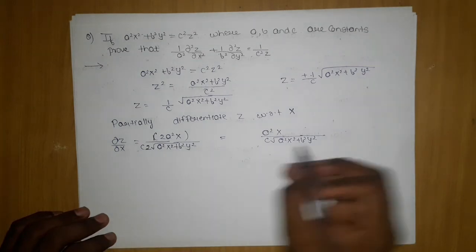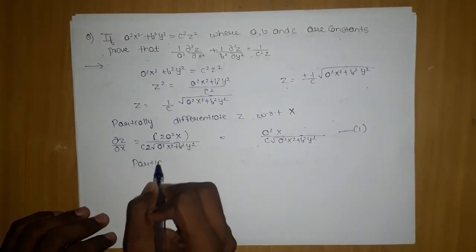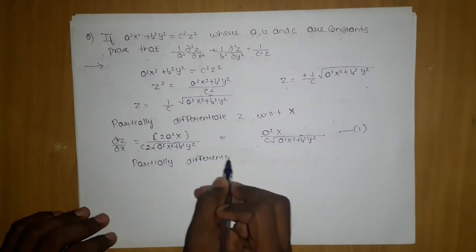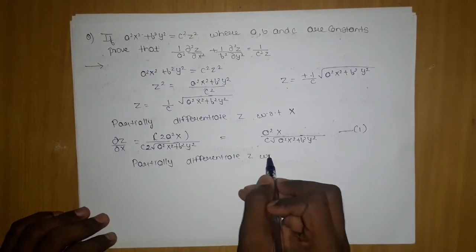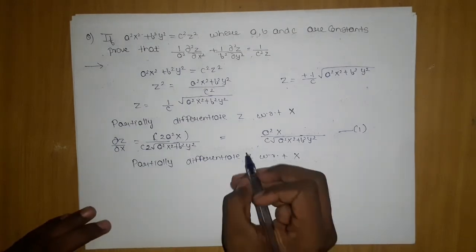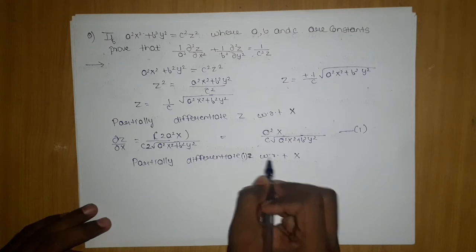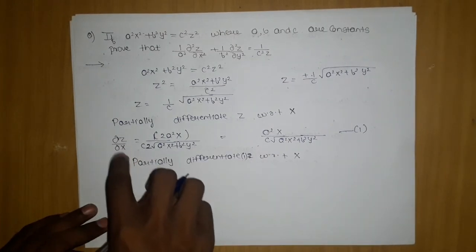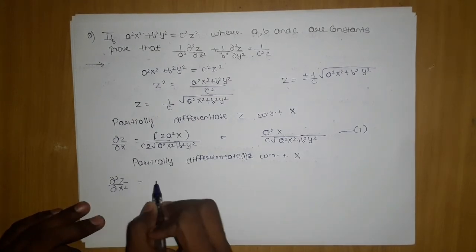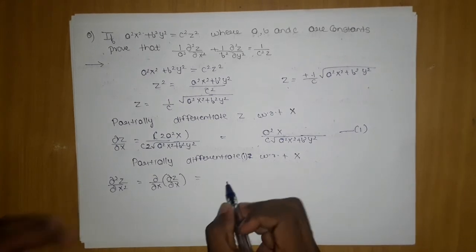Now what we are going to do? This I will call as 1. I will differentiate this again. Partially differentiate z with respect to what? x. Again differentiate 1 partially with respect to x. So we are going to differentiate it partially again with respect to x, which will give me ∂²z/∂x², which is nothing but ∂/∂x into ∂z/∂x, which now I will apply the quotient rule.